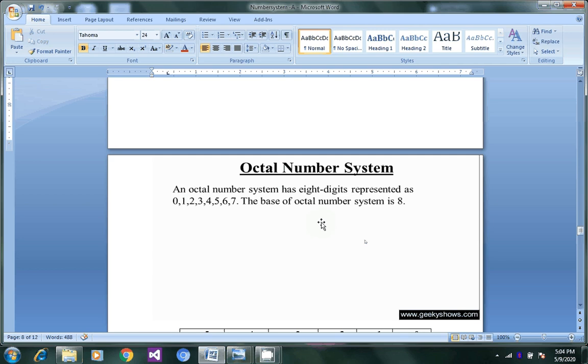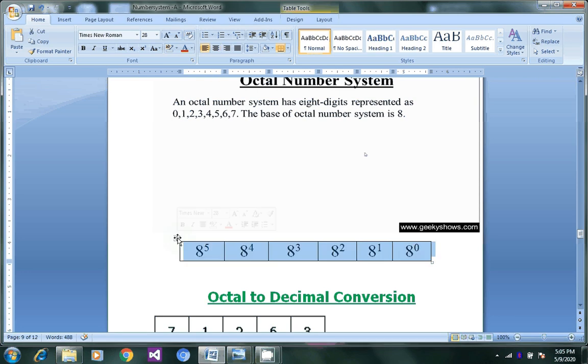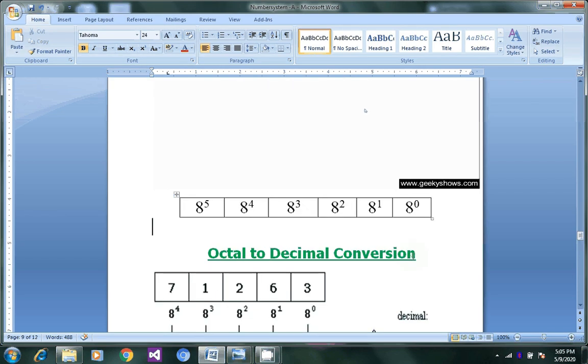Now the octal number system has base 8 and represents 8 digits from 0 to 7. The base of the octal number system is 8. In this system, each digit has its value expressed in the powers of 8. All of you see this, 8 to the power 5 down to 8 to the power 0. Next conversion is octal to decimal conversion.